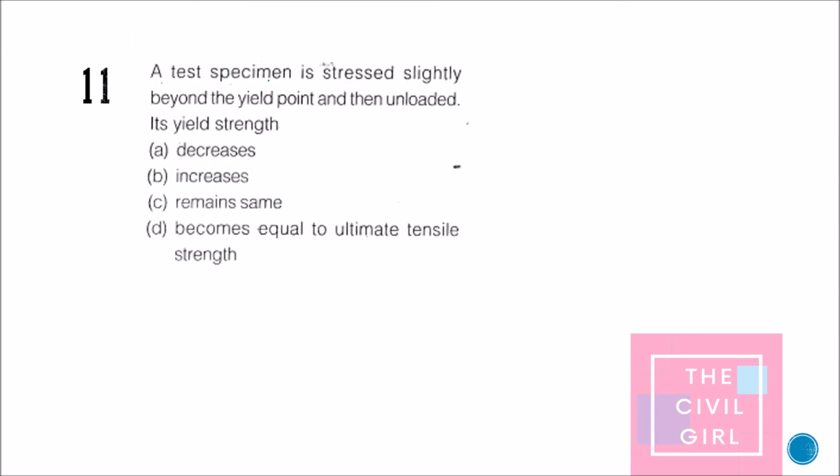Next question. The test specimen is stressed slightly beyond the yield point and then unloaded. Its yield strength is what? So for example, let me take a mild steel bar. It will be something like this and like this. Till this it is elastic, this is my yielding point, and till here this is my ultimate strength, this is my failure.